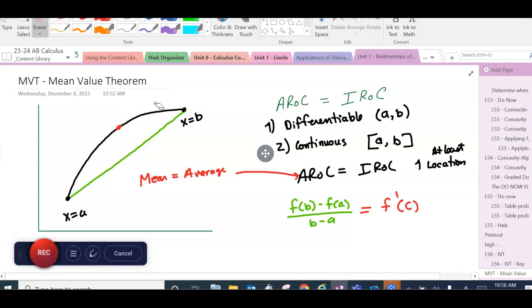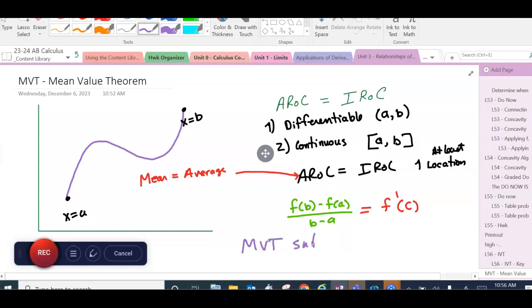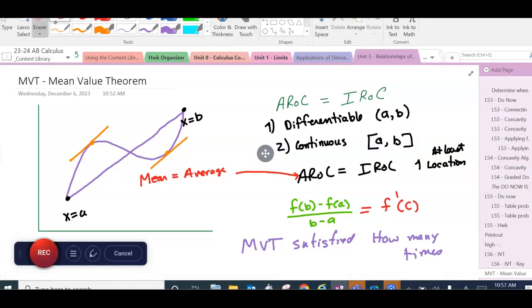Let's talk about a simple problem we can answer so far. For the graph that's drawn, in how many locations is the mean value theorem satisfied? So how many times? Well, we'll draw our average rate of change, the slope between the 2 points. In how many locations would IROC be the same as that? 2. 1 in this vicinity and 1 in that vicinity. You can start to see the number of maxes and mins will decide this.